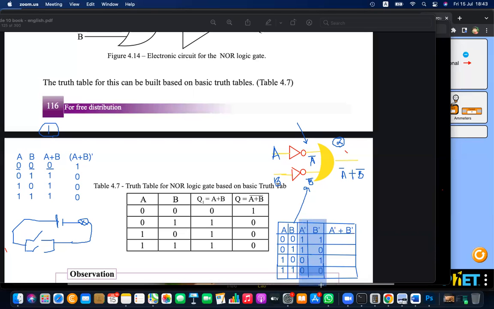We have to consider these two columns, right? Considering these two columns, we have to identify whether both are 0. If both are 0, the output will be 0. Otherwise, it is 1. So you can write 1, 1, 1, 0. So this is the final result of this truth table.